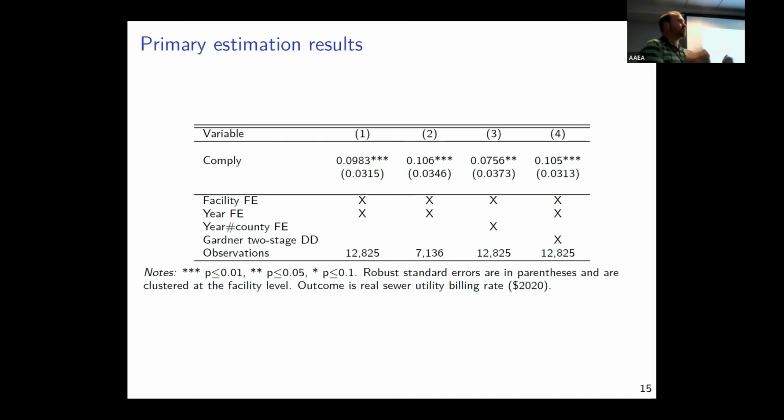This is your 8 to 11%. That's what we find here. Very robust across all the specifications. The middle specification, we eliminate all those facilities from the control group that are not part of an impaired watershed. So that's just based on timing as our treatment. And we find very similar effects there as well.